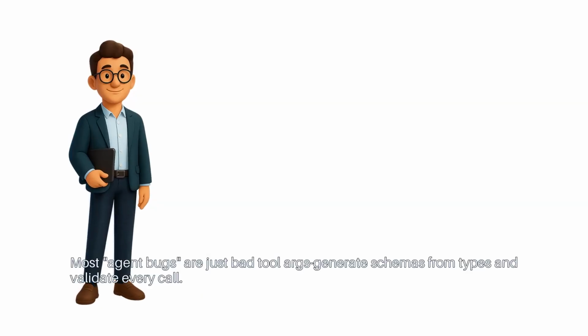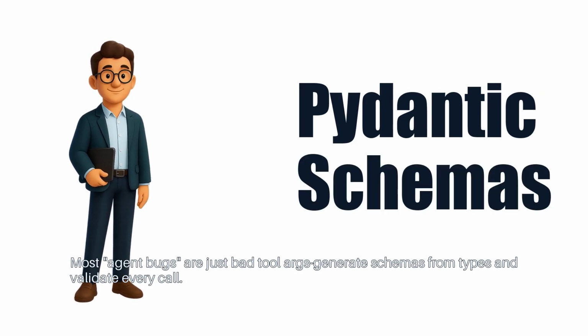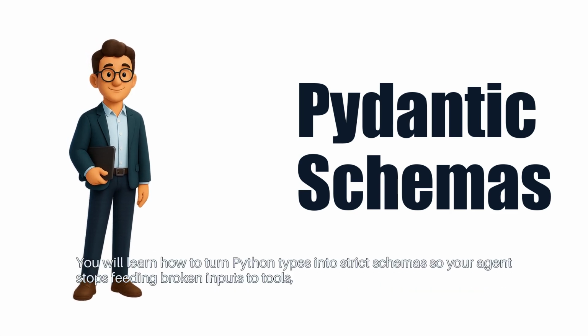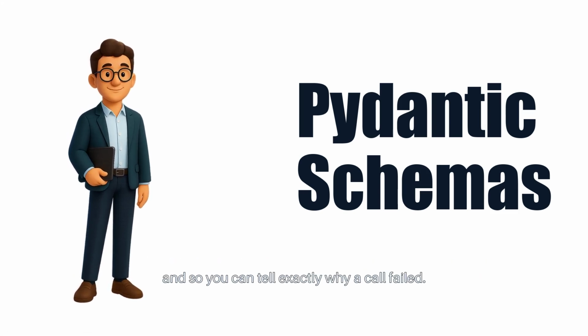Most agent bugs are just bad tool args. Generate schemas from types, and validate every call. You will learn how to turn Python types into strict schemas, so your agent stops feeding broken inputs to tools, and so you can tell exactly why a call failed.